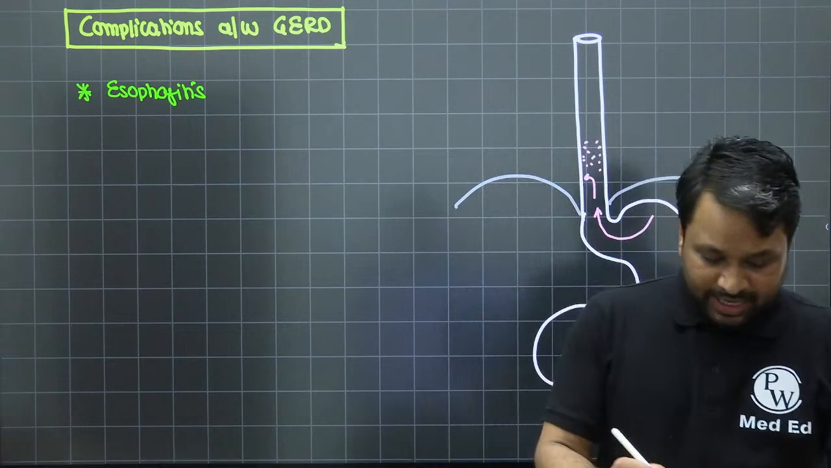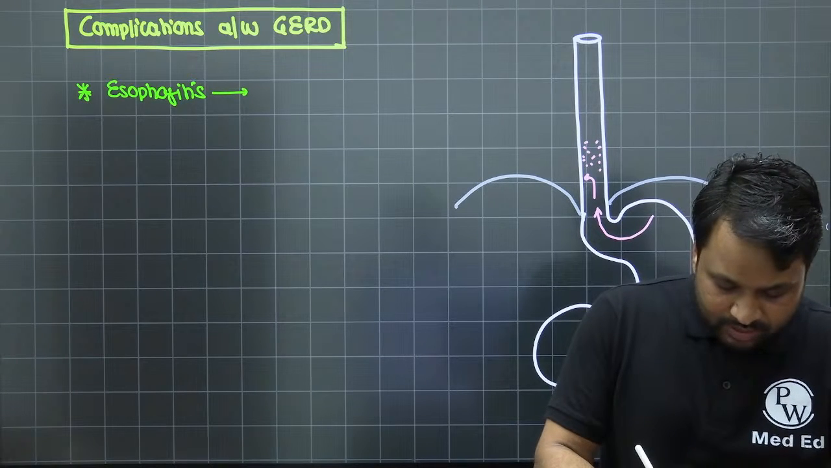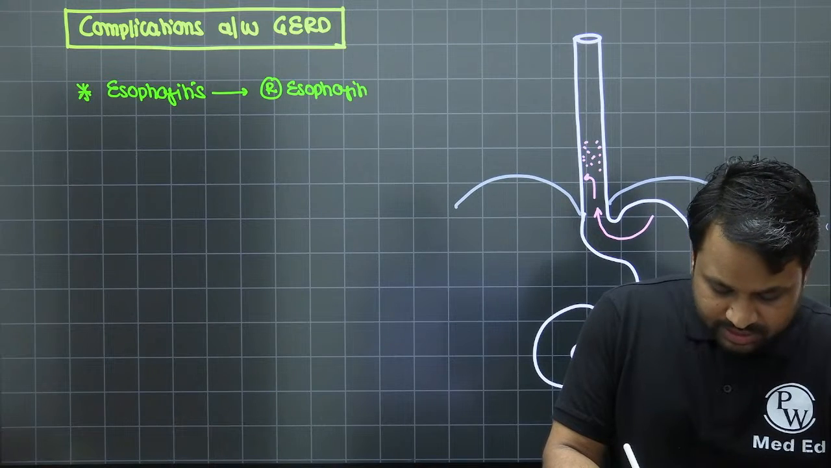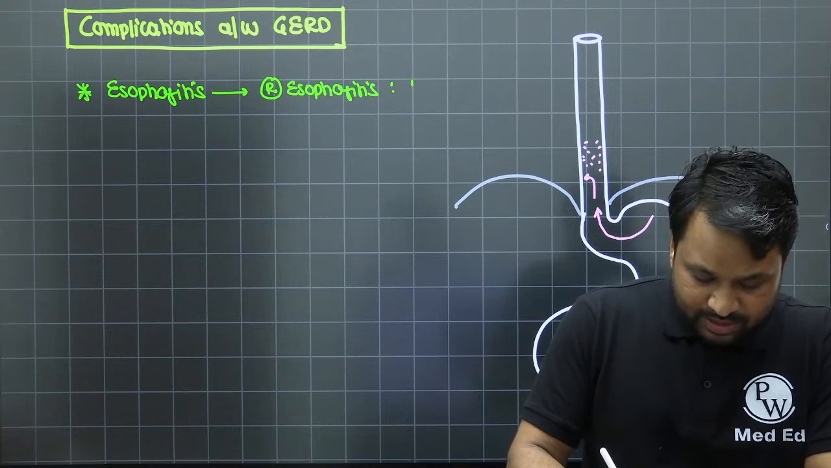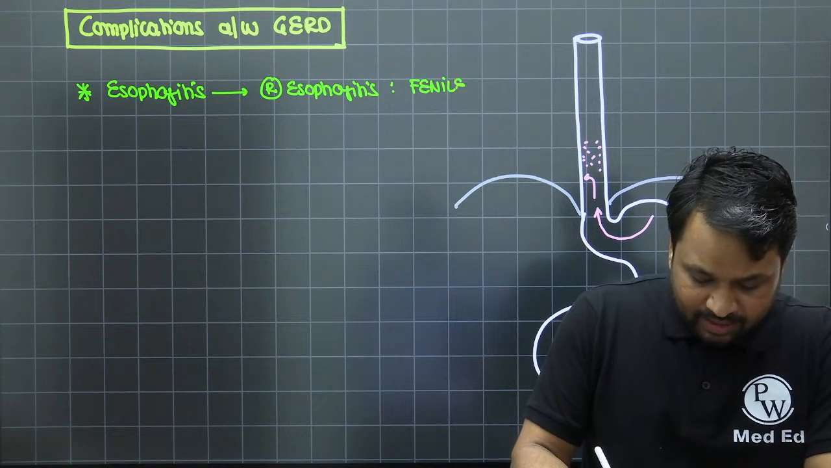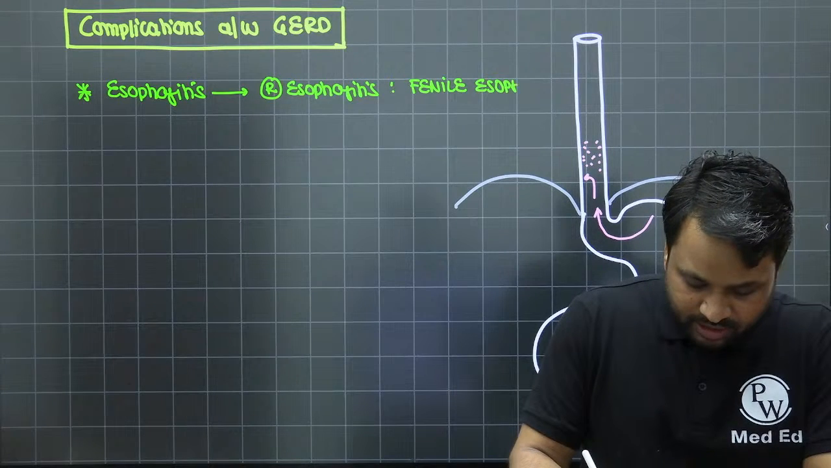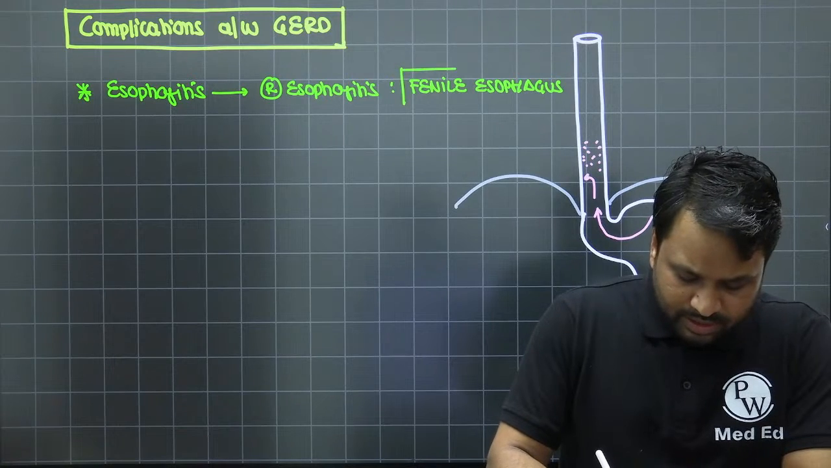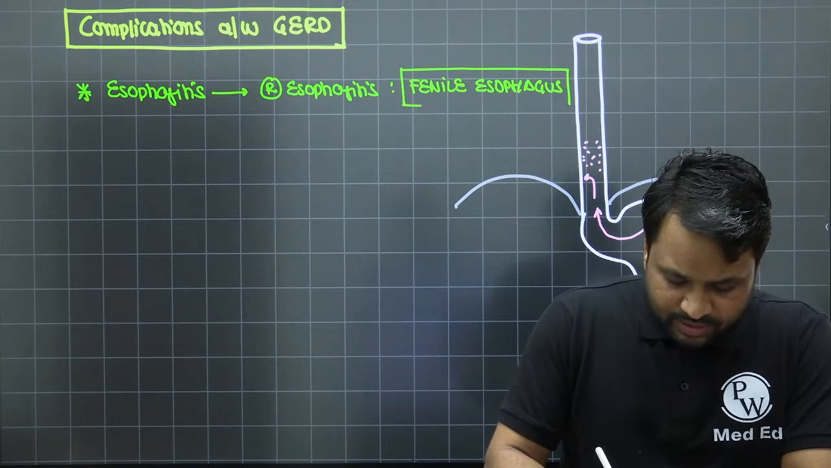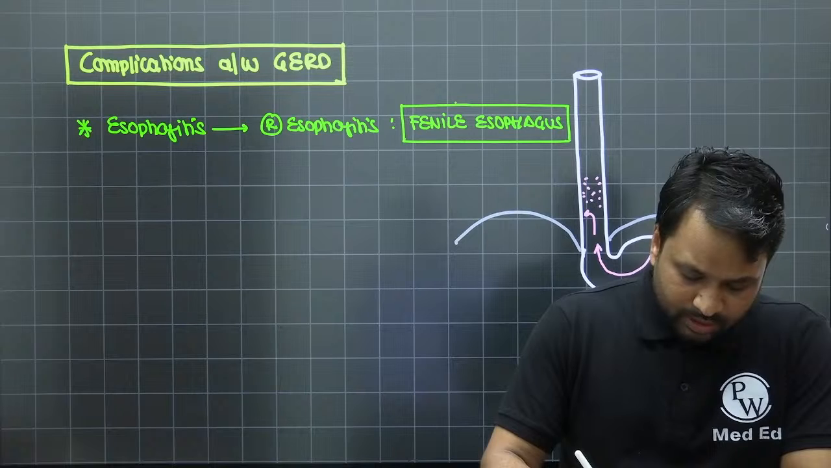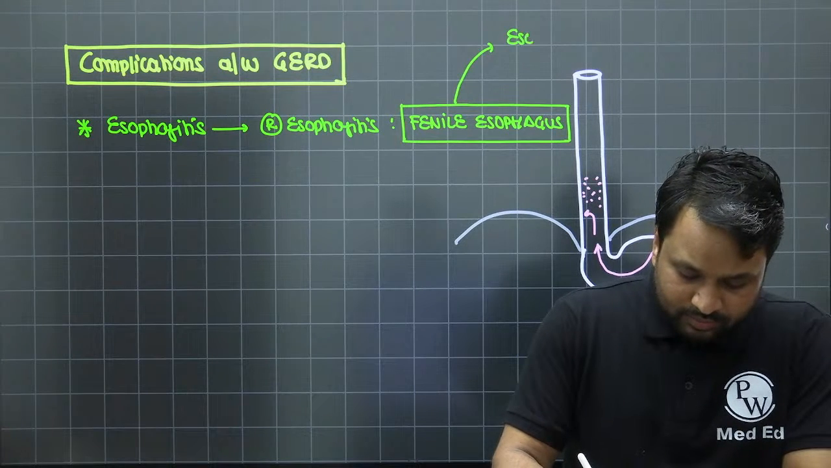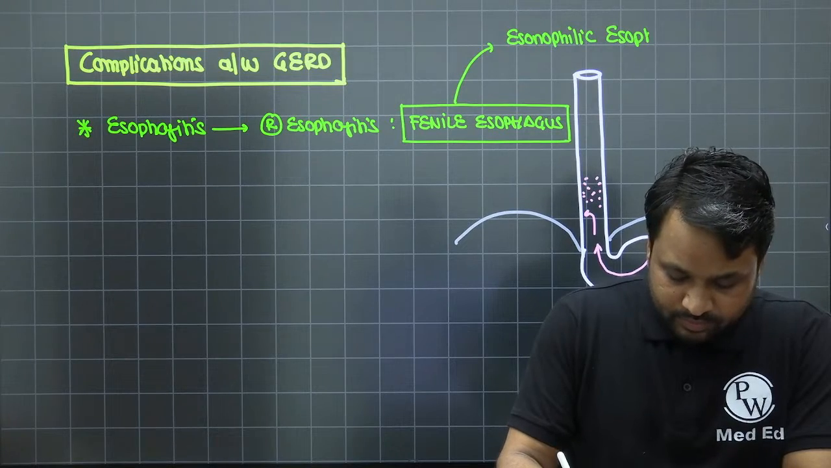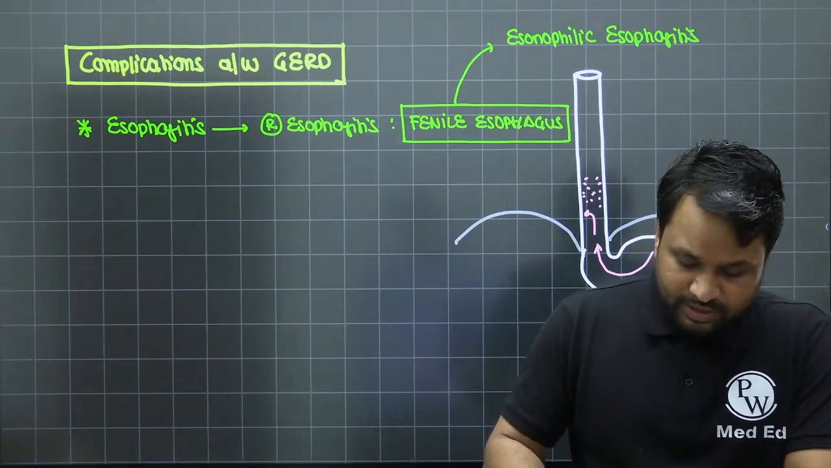Now what will happen is this recurrent esophagitis, this repeated esophagitis, will result in something called a feline esophagus. Now the feline esophagus appearance is also seen in eosinophilic esophagitis.